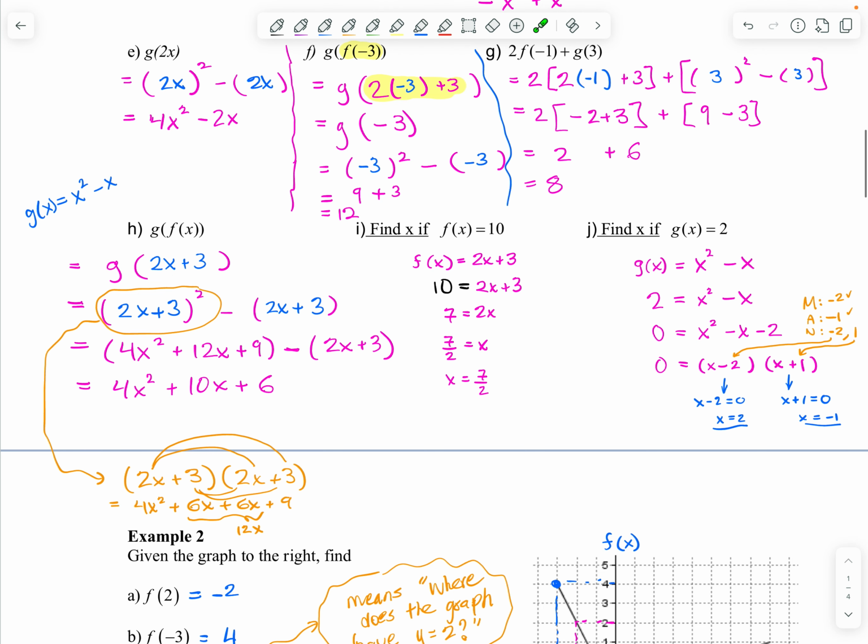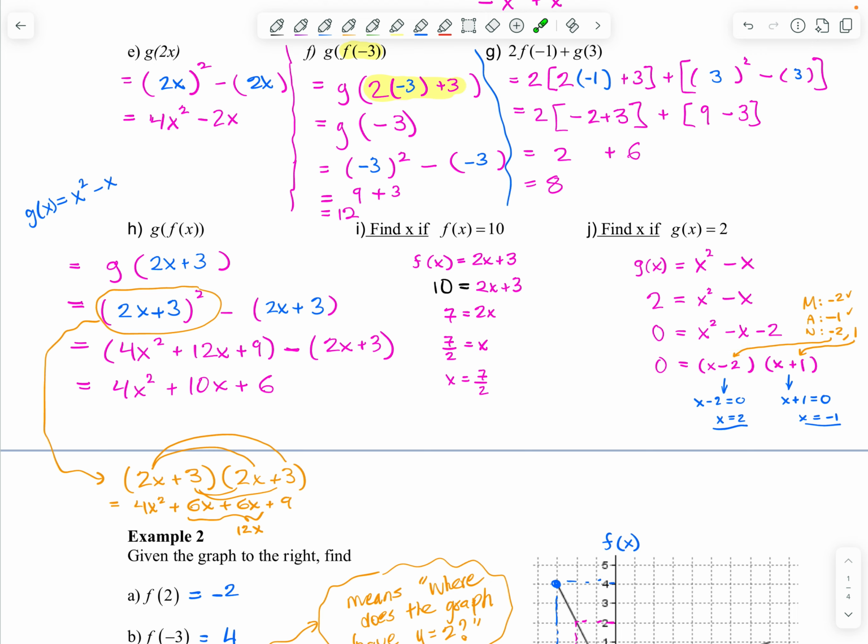Find x if g of x is equal to 2. So here, g of x is 2, so I'm going to replace g of x with 2, and then I'm going to solve for x. It's a quadratic equation here, so I want to subtract 2 from both sides, and I get something like this. Then I can factor this using the man method: two numbers that multiply to -2 and add to -1.